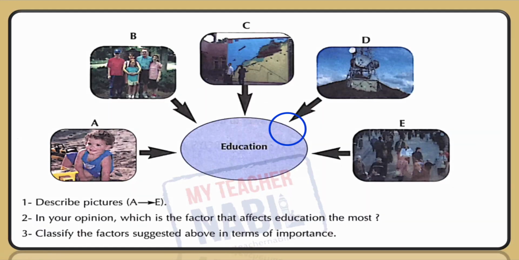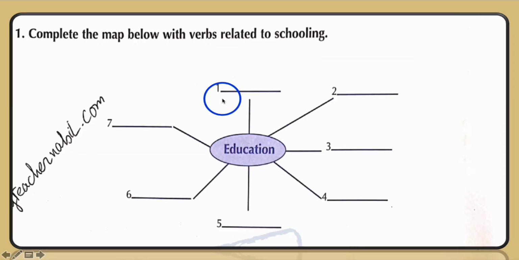Also here, this is for ticket first baccalaureate. The topic is about education. For example, from childhood, as you can see right here, we have map, we have media, we have a lot of things. Then you can start eliciting from these pictures. And also you can have this one. Also, we have: complete the map below with the verbs related to schooling.